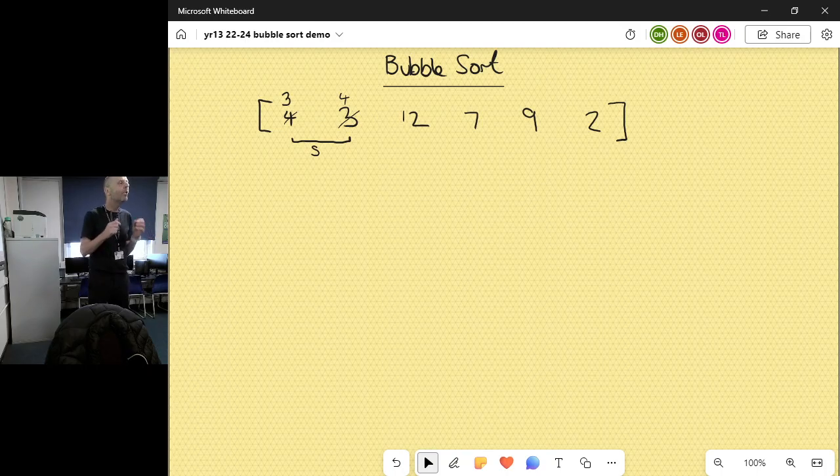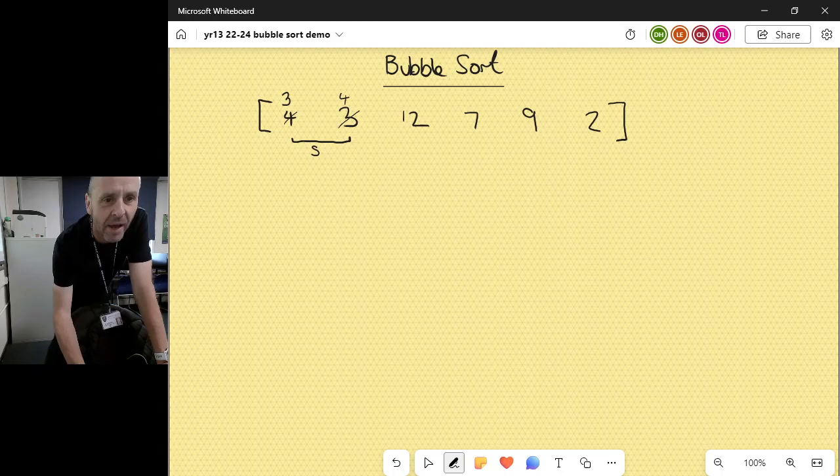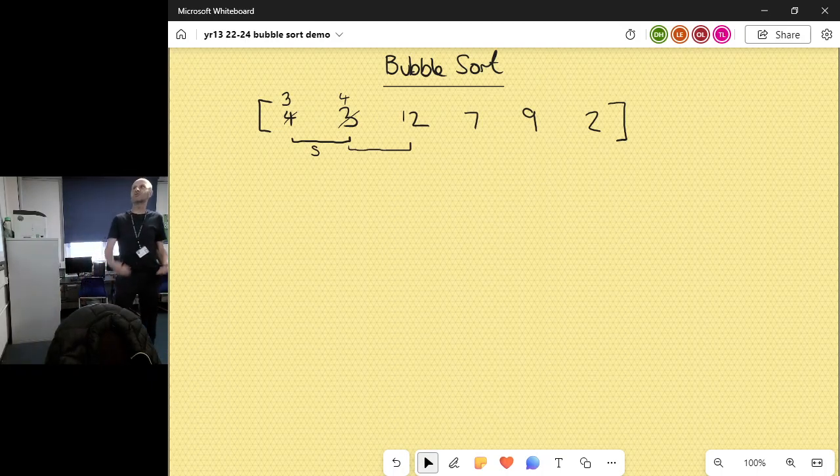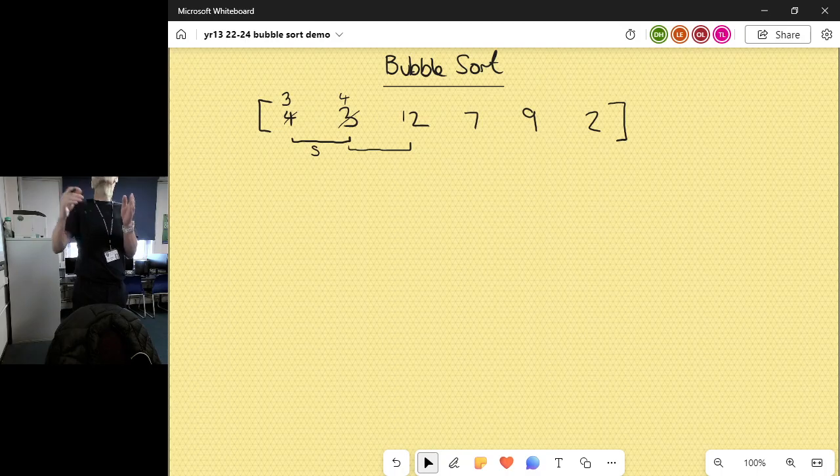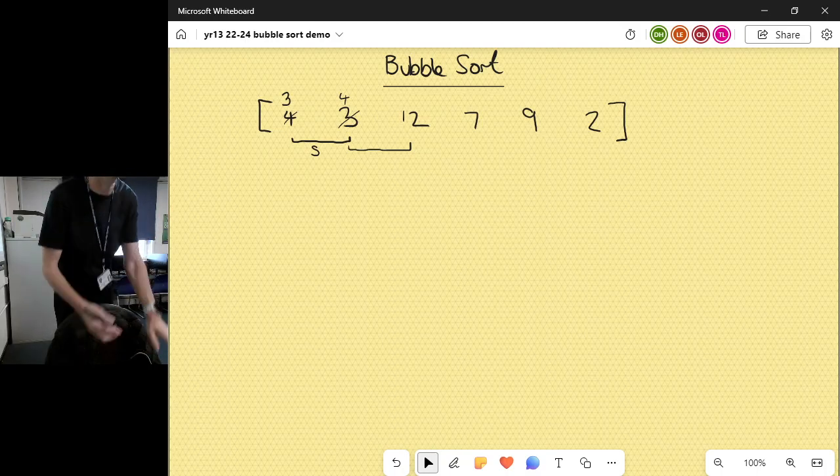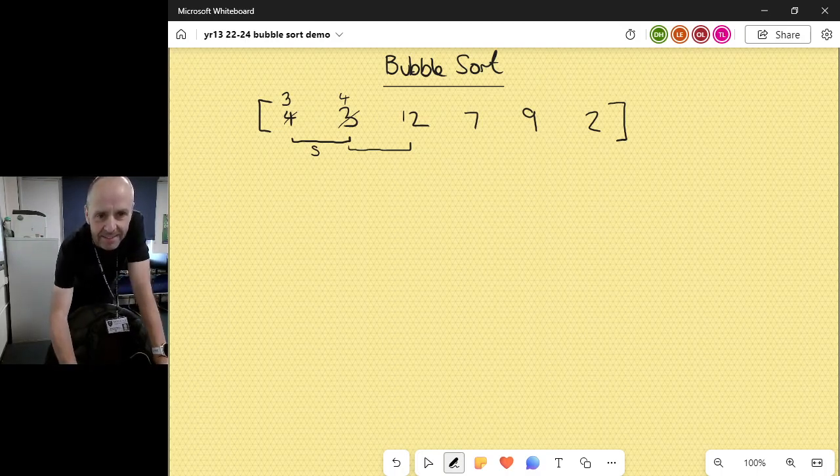Right. The important thing you do now is you move to the next pair. So the next pair is here. So it's that one and that one. And even though I'm trying to keep this neat, it's going to stretch down a little bit. I'm just trying to do everything I can. Right. 4 and 12. Looking at 4 and 12, they're in the right order, so we don't have to swap anything. So we move to the next pair. Please don't take the 4 with you. We've left the 4. So the next pair is here and here.